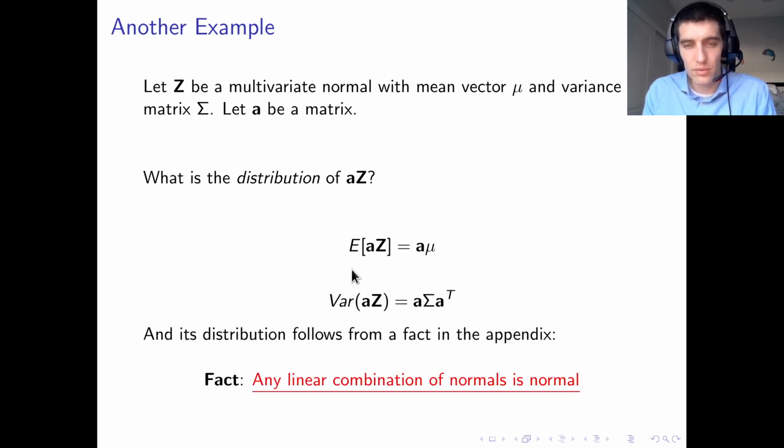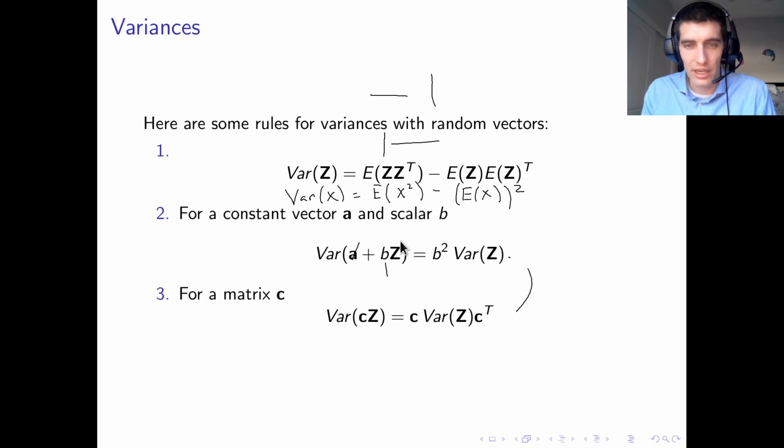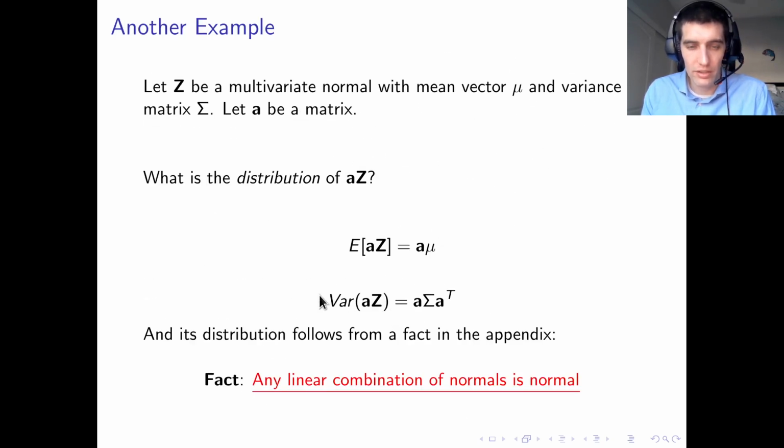And the variance works the same way. Remember the variance slide, what we had is the variance of a matrix times a random vector. What we do is we pull out front, pull out back, and take a transpose, times the variance of Z. We get this. So we have the expectation, we have the variance. That is not enough to determine its distribution in general.